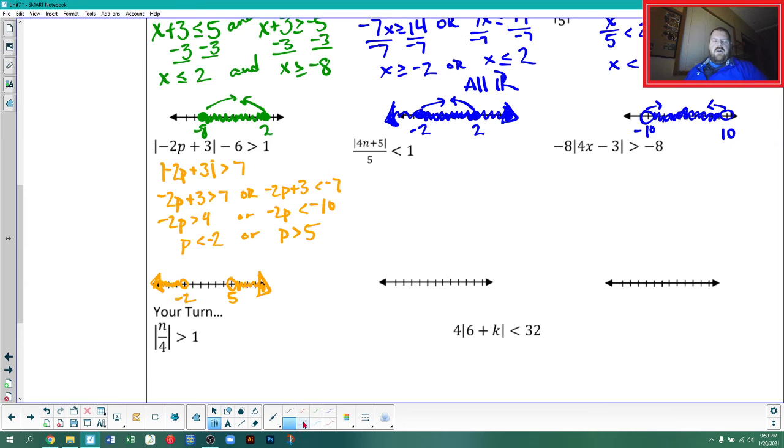All right, we got a tough one here. Fraction involved. Multiply by 5 on both sides to start.